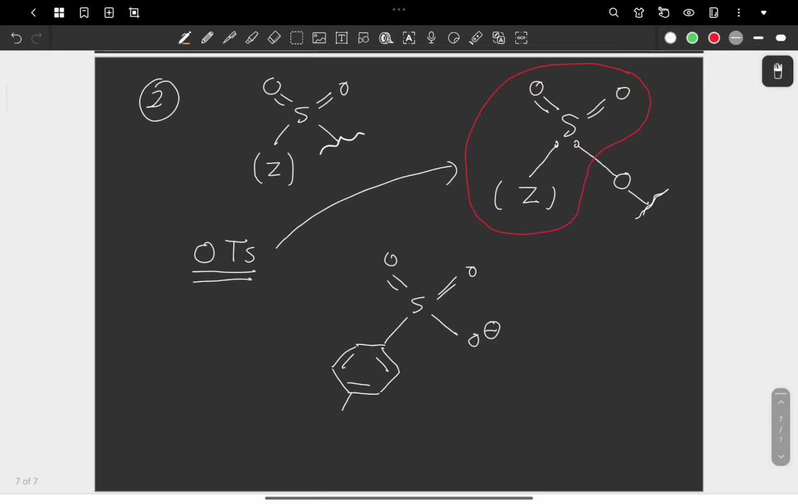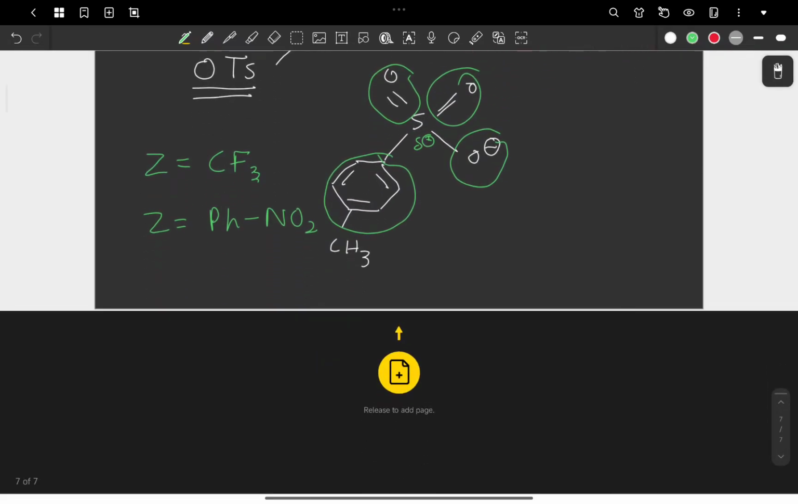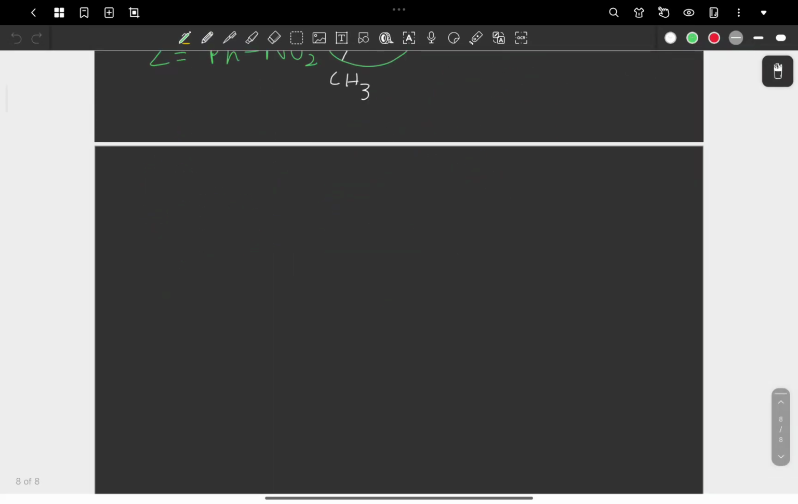As you can see, not only does it have resonance stability from its three equivalent oxygen atoms, it also has resonance stability from the phenyl group, which makes it an insanely good leaving group. And the same effect can be seen when Z is equal to CF3, also when Z is equal to, say, nitrophenol. And why does this happen? Because the positive charge on the sulfur atom gets delocalized, and that makes it a really good leaving group overall. Let's see an example of how this takes place.